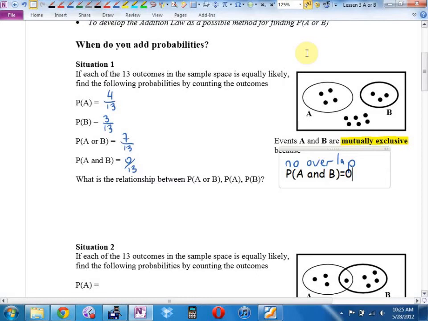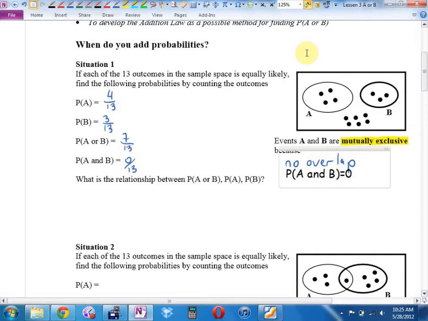What are the odds of rolling an odd number or an even number? They're mutually exclusive. Can't happen both at the same time. What are the odds of rolling an odd number or a 3? Some overlap. You can be odd and 3 at the same time.